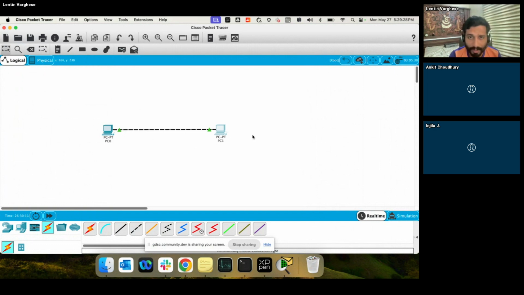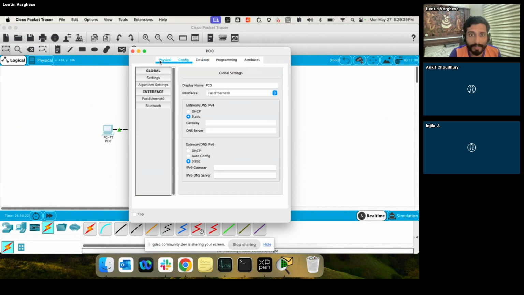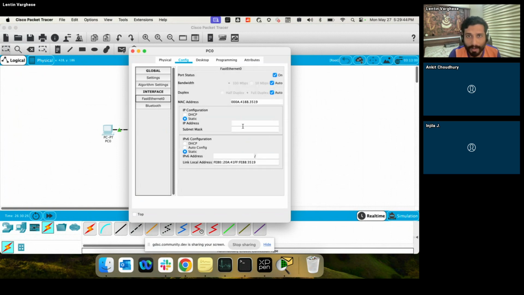And once you configure it, this becomes a complete network. Even though it's just two computers, it's a small network. All right, let's configure an IP address now. Hopefully you're following along.